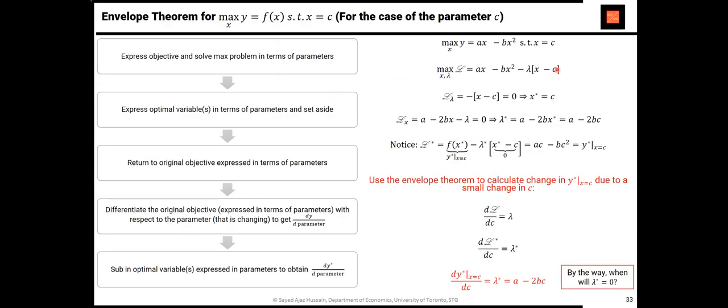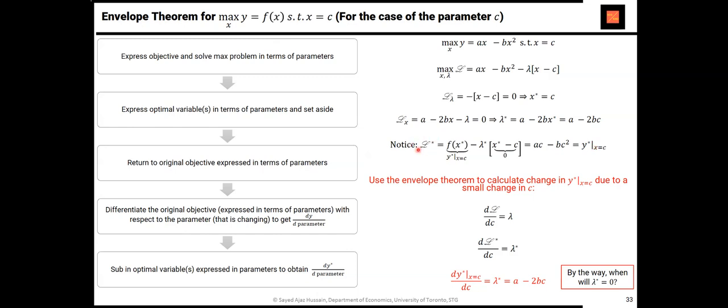By the envelope theorem, I restate the problem in terms of A's, B's, and C's. I solve the problem and express my solution in terms of A's and B's and C's. X star is equal to C, lambda star is equal to A minus 2BC. And once again, notice that even in this parametric form, it's obvious that the value of L star will be equal to y star, where on the mountain you are, subject to the constraint that X is equal to C.